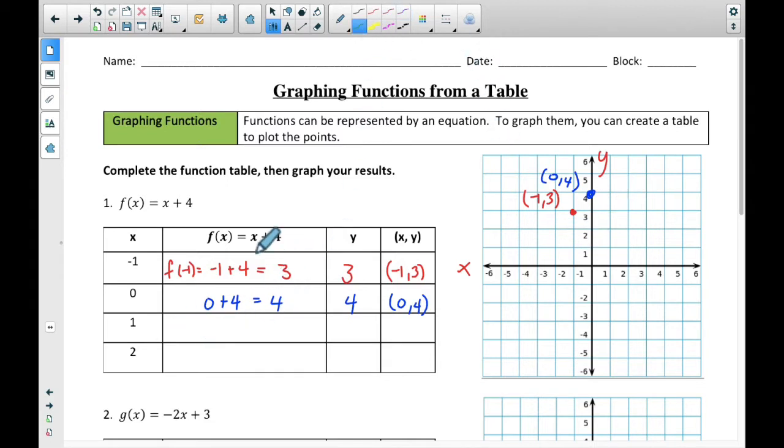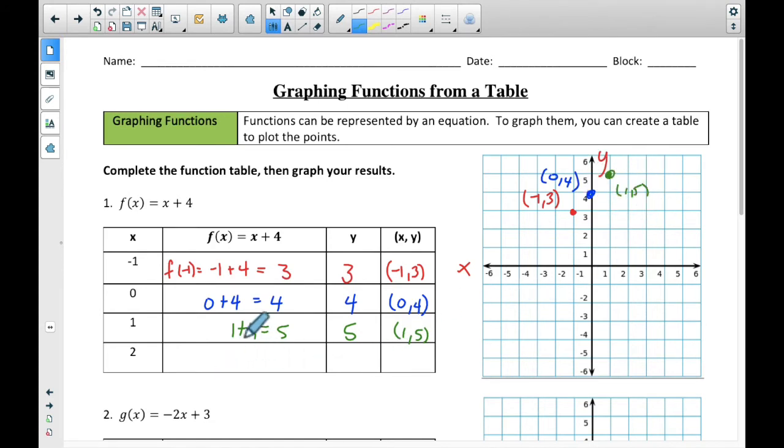I'm going to take a 1. I'm going to plug it in here. That's 1 plus 4. That is 5. You should start seeing a pattern, which of course we can easily see that pattern right now, right? It's 3, 4, 5. Can you guess what the next one's going to be? But let's first of all graph this one. 1, 5 is going to be up here. So here's the point 1, 5.